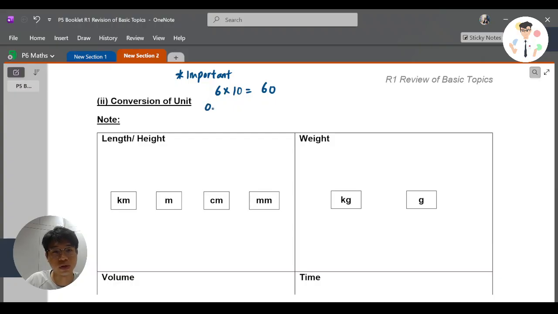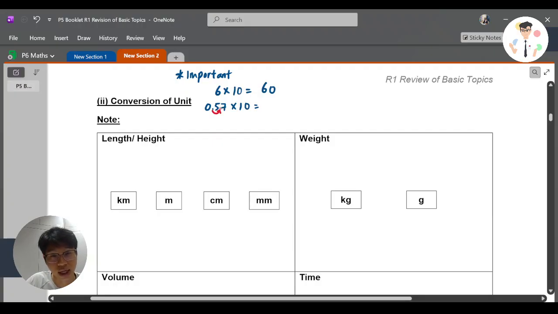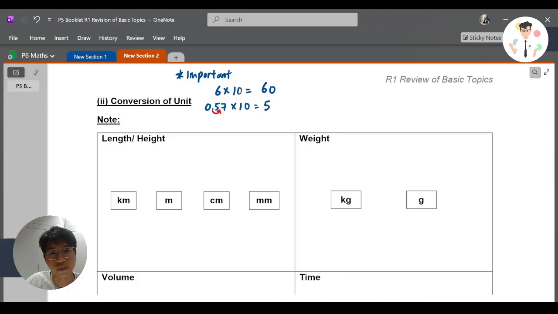Now, how about 0.57 times 10? I believe you should know, but I'm just reminding you: if you see times 10, there's 1 zero here, right? What you can do is move the decimal place. For example, 0.57, you move the decimal to the right side. So 0.57 times 10 will be equal to 5.7. The decimal point has been moved to the middle here.